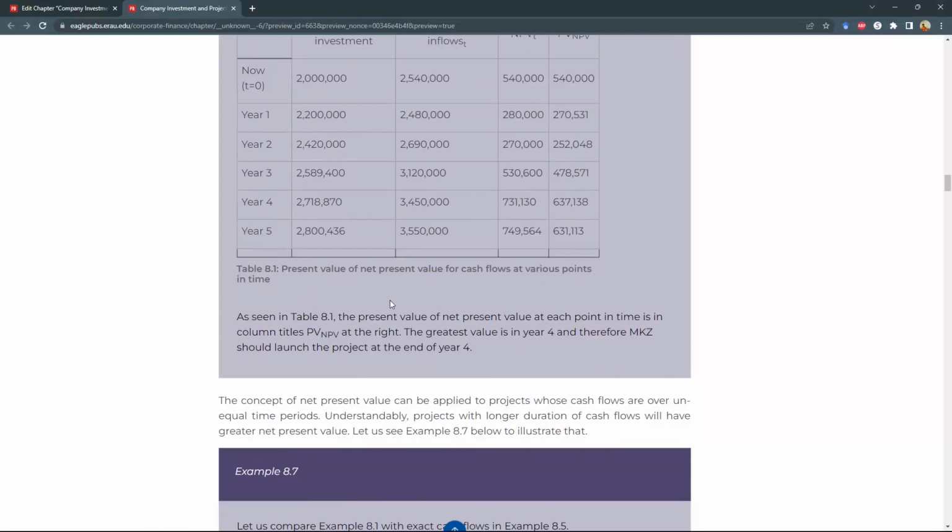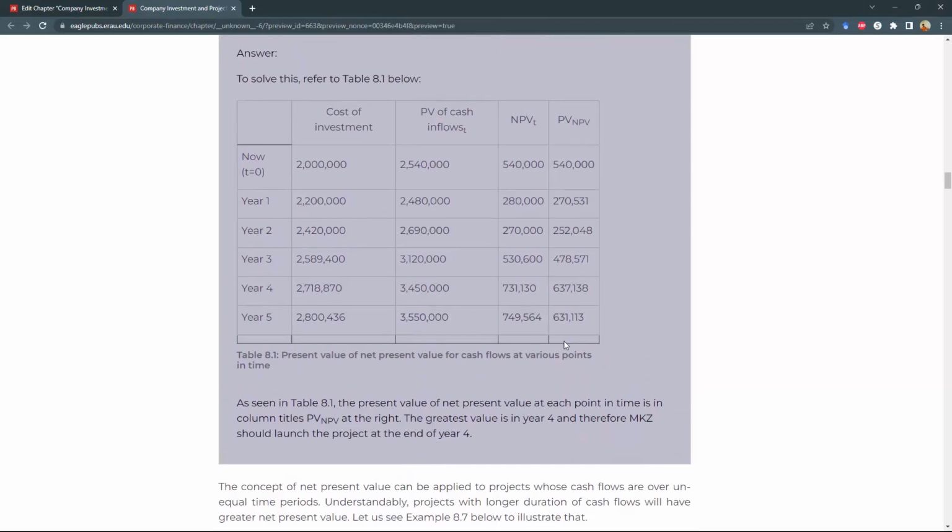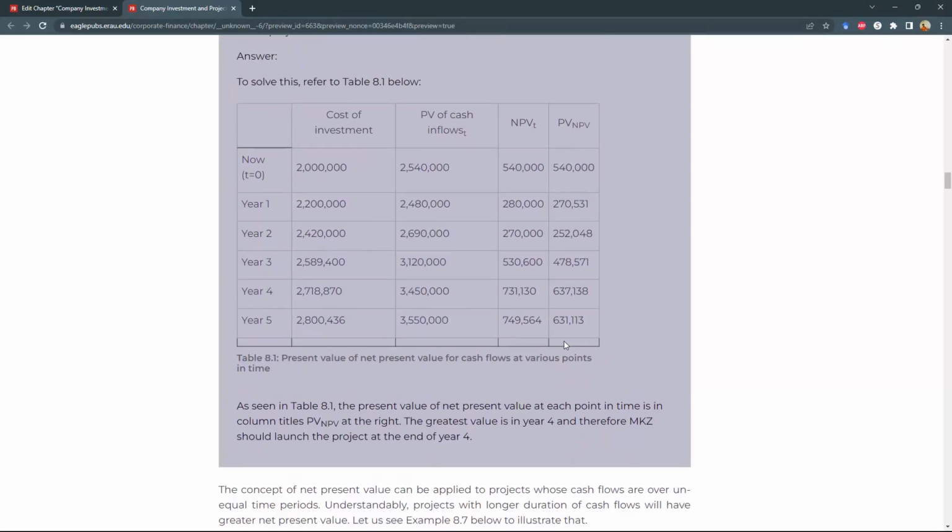So 637 from the table, the present value of the NPV, is greatest in year 4. Therefore, launch the project in year 4. And that is example 8.6.